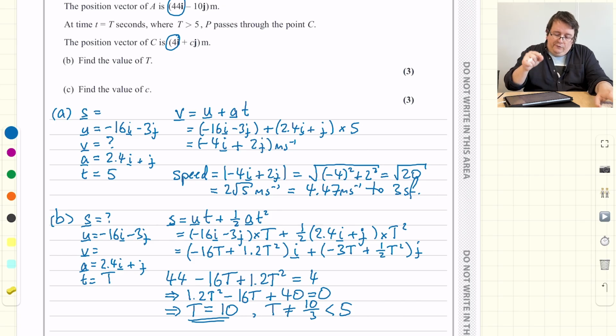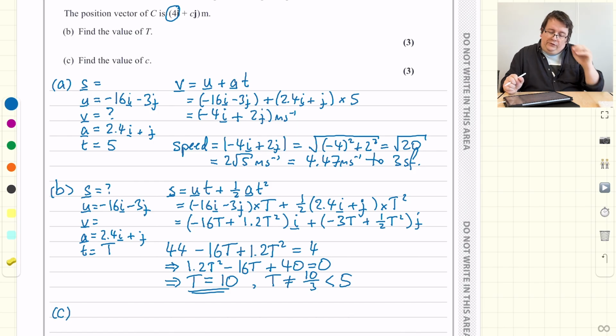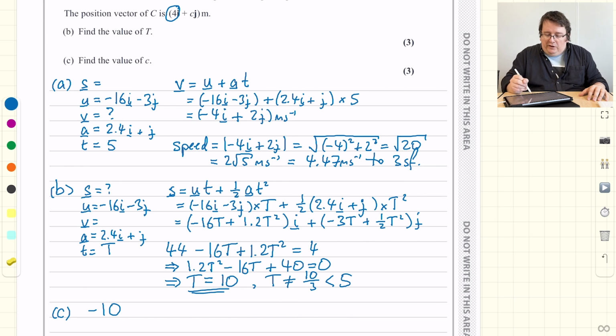Part C, find the value of c. So we'll use a similar method then, because we know the j component of A is minus 10, and we know the j component of the displacement vector that we found was minus 3T plus a half T squared. But we already know what T is, don't we?